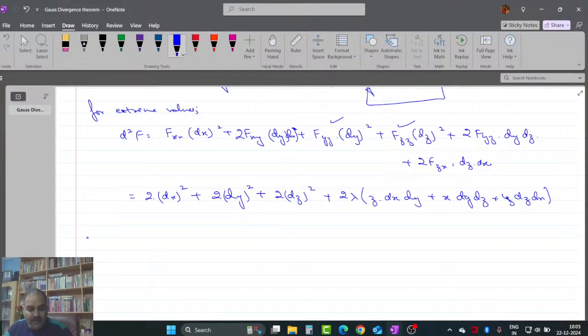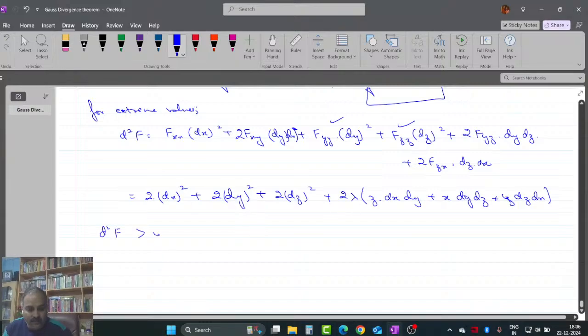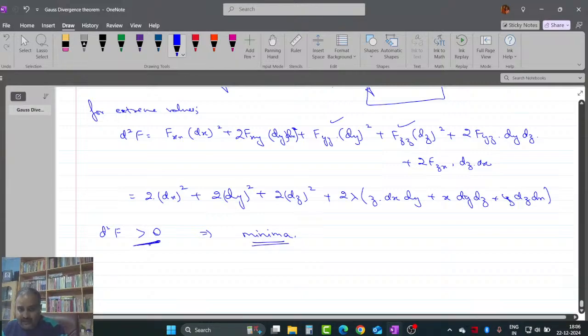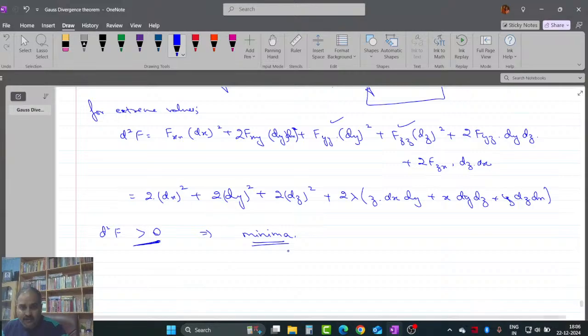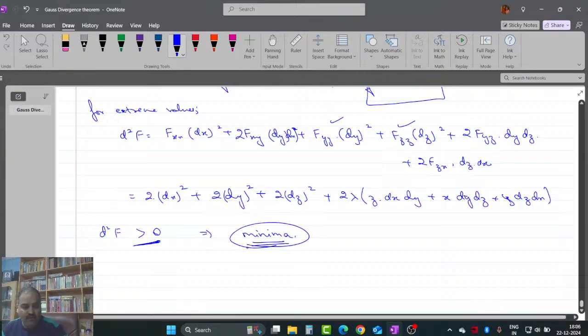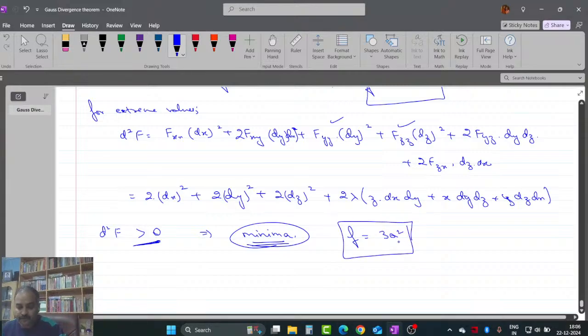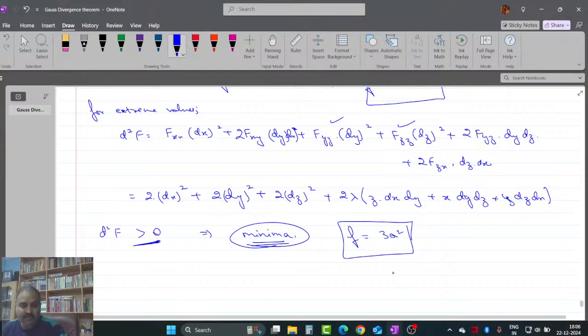ओके, अब ये सारी की सारी जो वैल्यूज हैं दे आर ऑलवेज पॉजिटिव, तो ये टर्म सारी पॉजिटिव ही रहेंगी. सो दैट मीन्स d2f विल ऑलवेज बी ग्रेटर देन 0, पॉजिटिव रहेगा. जब पॉजिटिव रहेगा तो फंक्शन इट विल बी हैविंग अ मिनिमा, इफ इट इज नेगेटिव देन इट विल बी हैविंग अ मैक्सिमा. ठीक है, और ये मैंने प्रूव करना था कि फंक्शन मिनिमा है, और उसकी वैल्यू 3 टाइम्स ए स्क्वायर आ गई थी. सो दैट्स द क्वेश्चन फॉर दिस वन.